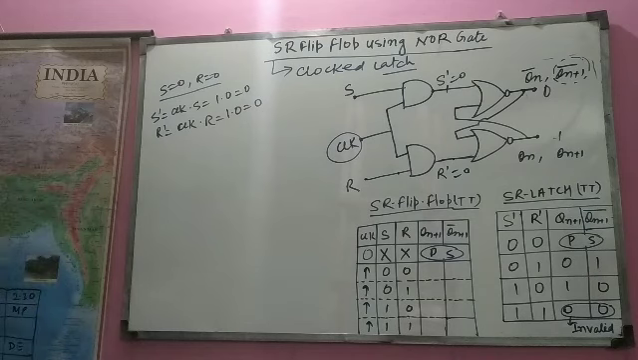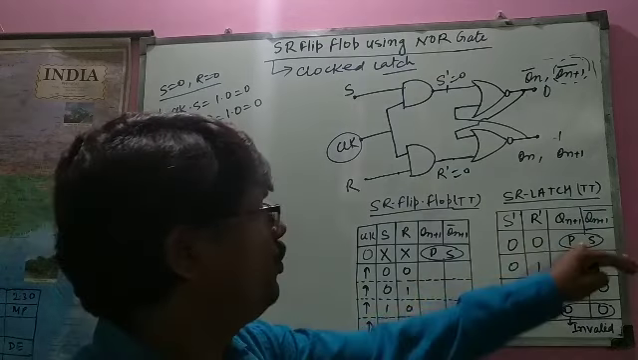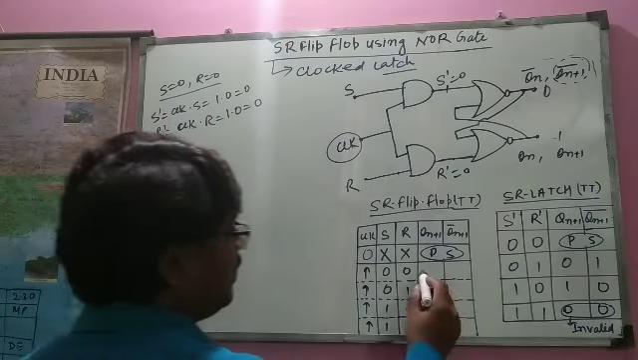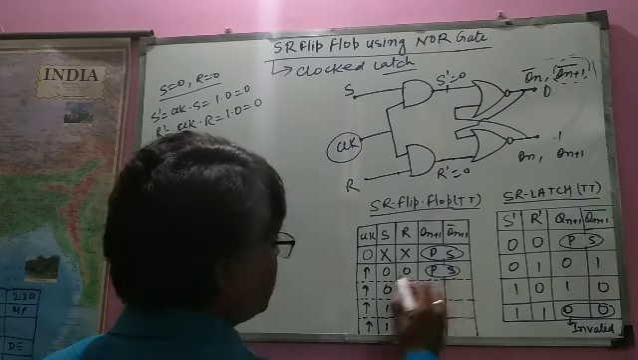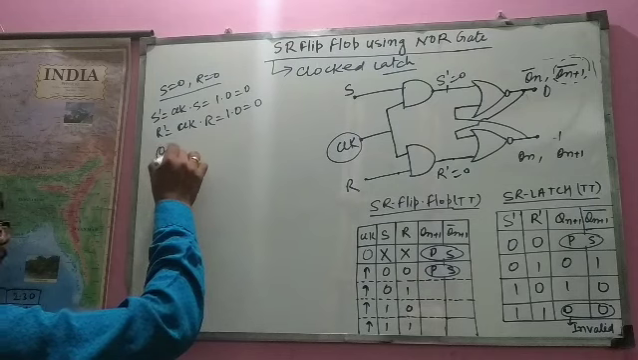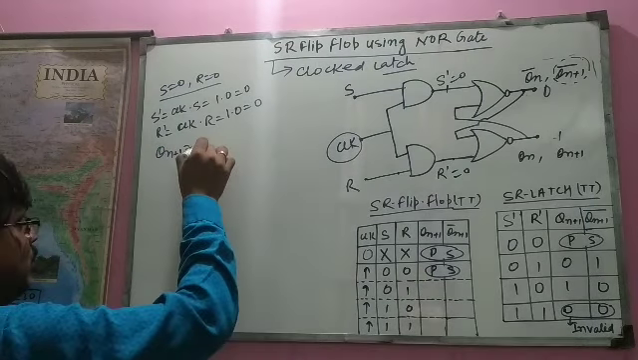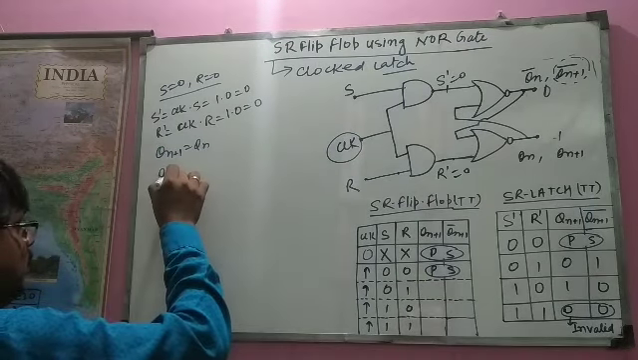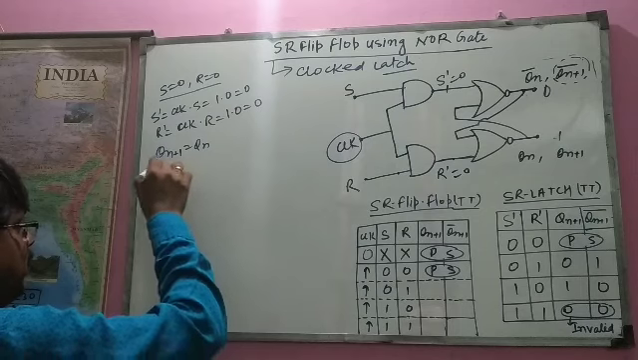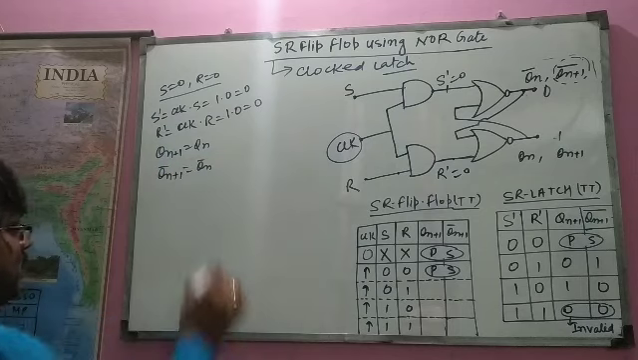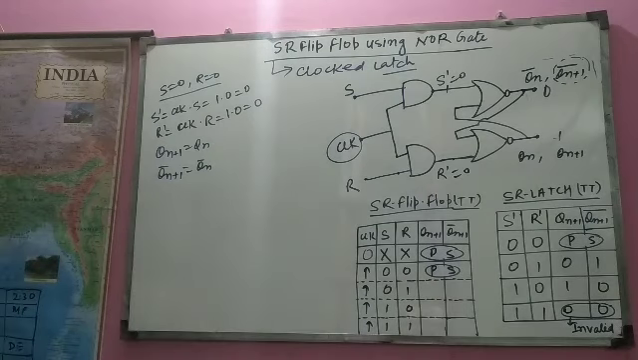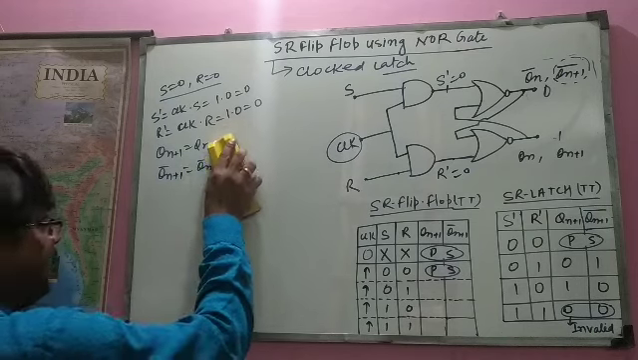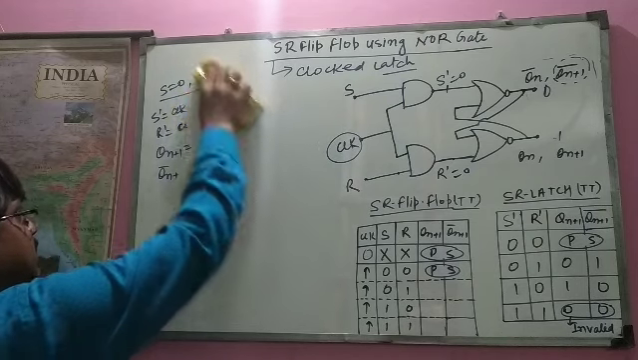So if this is 0 and this is 0, what will be the value? It will remain in the previous state, means Qn plus 1 will be equal to Qn and Qn plus 1 bar will be Qn bar. That is very simple. Previous state is this one. So see, this is the one case. Okay, see the another case.